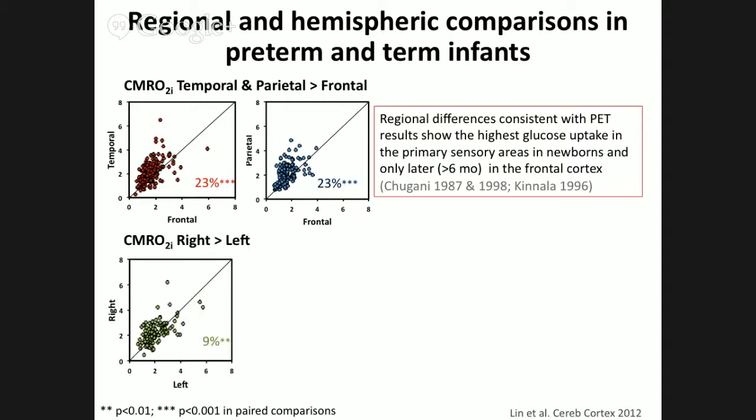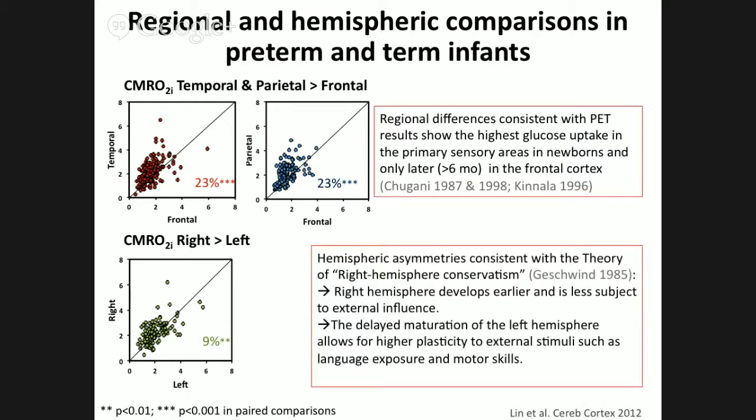We also saw CMRO2 is higher in the right versus the left, and this is consistent with this theory of right hemisphere conservation, where people believe that the right hemisphere develops earlier and is less subject to change, whereas the left hemisphere is more plastic, which allows for development of language exposure and motor skills.